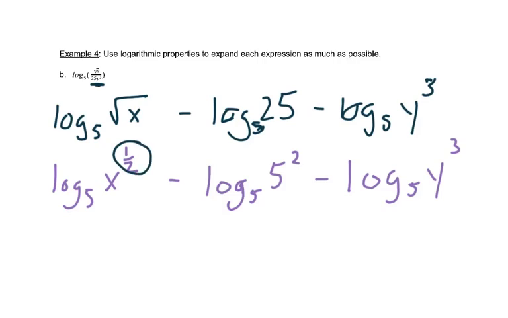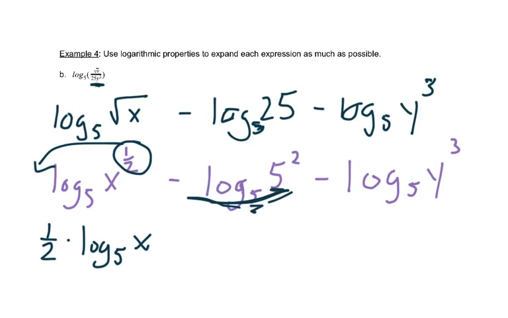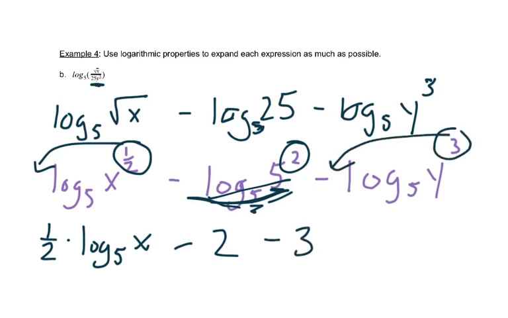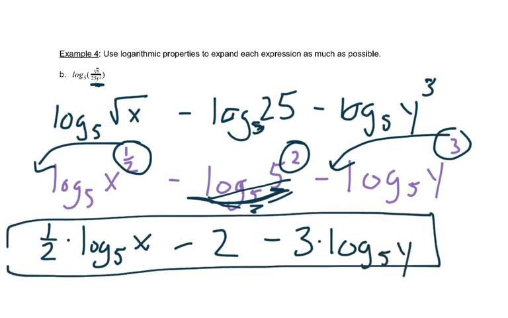So in this first one, this 1/2 is going to come out in front, so we have 1/2 times log base 5 of x. In this second piece, this is a property. We have a base and a base that match, so we end up with just having a -2. And in this third piece, we're going to bring that 3 out in front, so we have 3 times log base 5 of y. And that's expanded. And again, we put a minus here and a minus here because both the 25 and the y cubed were in the denominator, which means they're both being divided by, so we have to subtract both of them.